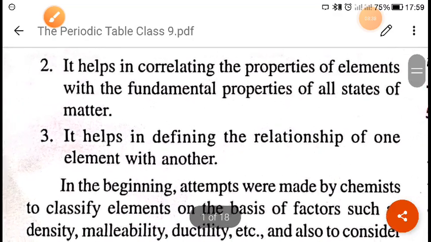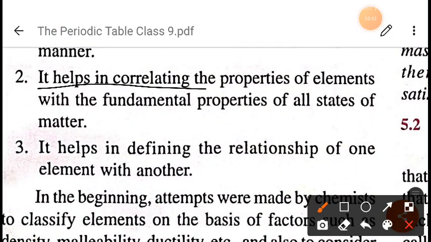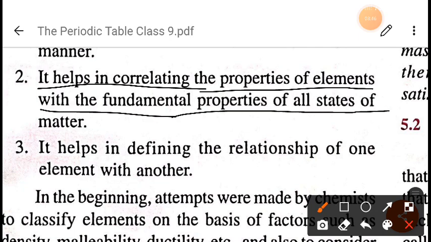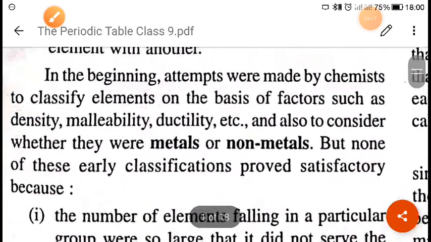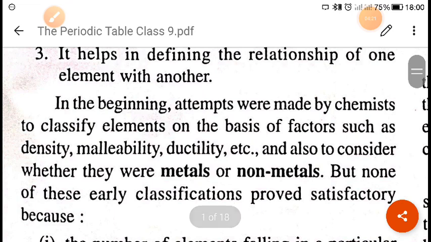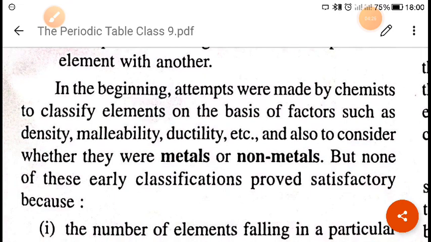Now next is, it helps in correlating the properties of the elements with the fundamental properties of all states of matter, as I have already given you the example, right? Say for example, you can take the example of the inert gases like helium, neon, argon, krypton, xenon and radon. They all have similar properties, or we can say we can correlate their properties, right? And we can study them more fundamentally. Now next is, it helps in defining the relationship of one element with another. So it will also help us to define the relationship of one element with another, right? So these were some of the points which tell us why there was a need to classify the elements, right?